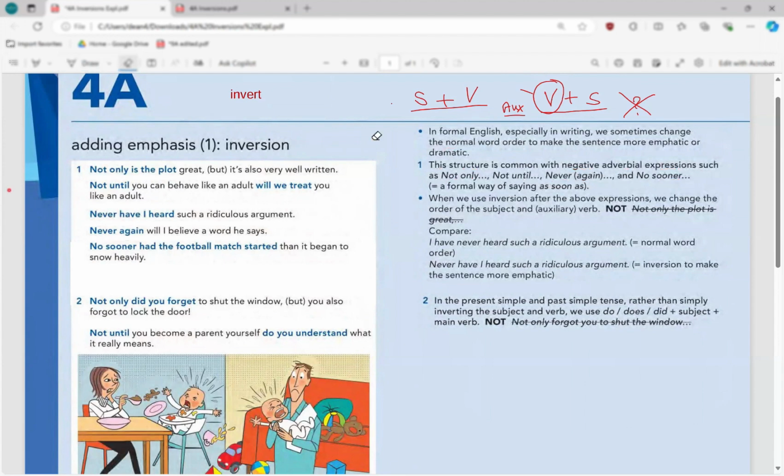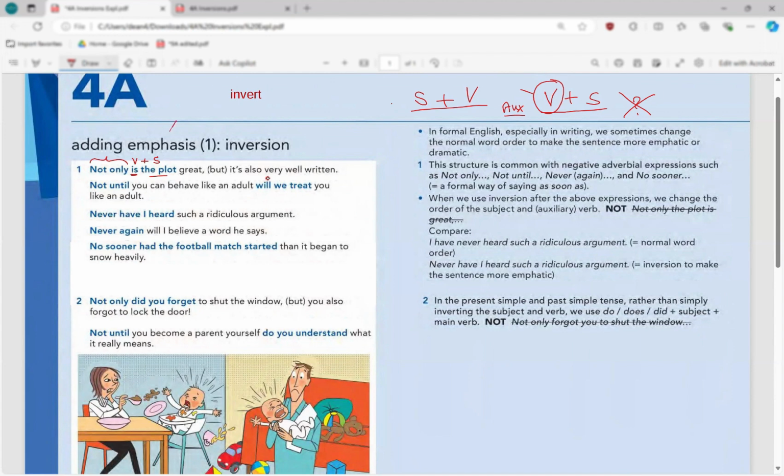Right? We've got the example here. The first one, you see, not only is the plot great, but it's also very well written. So here, if you look, is the verb. The plot is subject. So as you can see here, verb is coming before subject. So this is not a normal word order. So this is inverted word order. And why are we doing it? Because we are starting our sentence with a negative adverbial phrase, not only. And that is inversion.